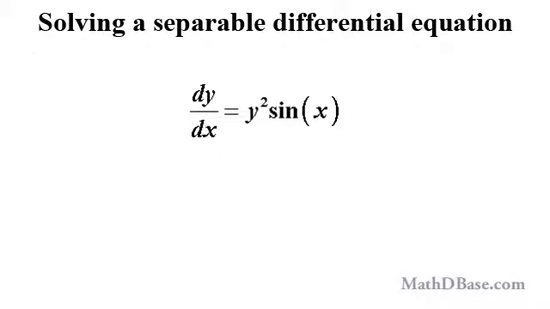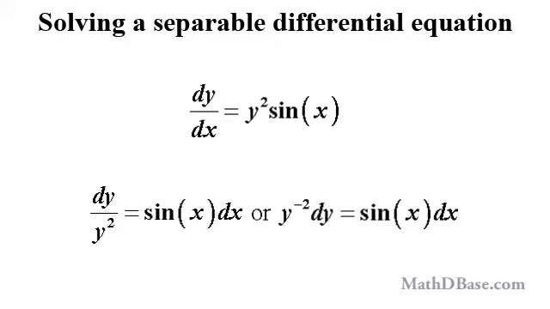For example, let's solve dy/dx equals y squared times sine of x. We're writing the differential equation in differential form by multiplying both sides by dy over y squared. We get dy over y squared equals sine of x dx, or y to the negative 2 dy equals sine of x dx.